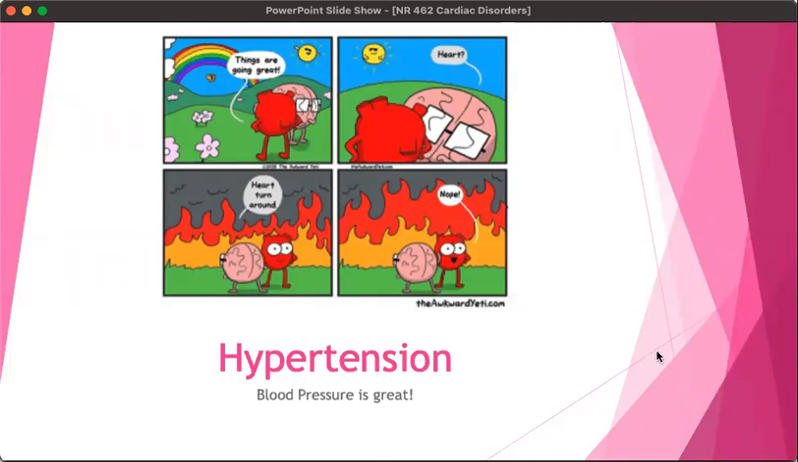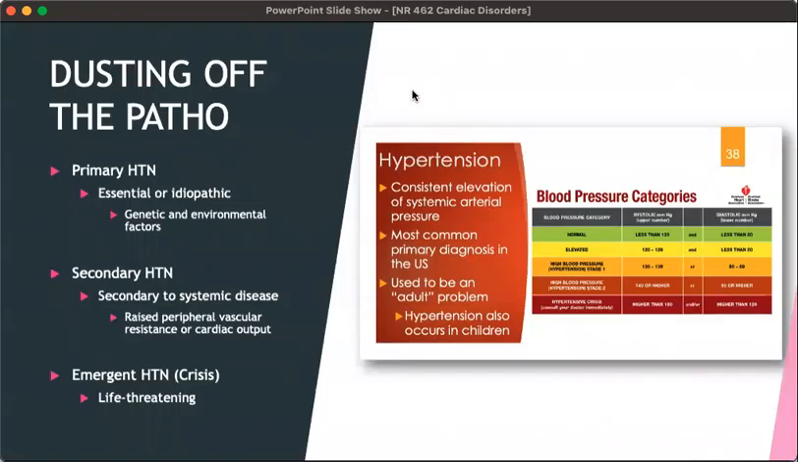So talking about hypertension, dusting off the patho for hypertension, the first thing we want to get refamiliarized with from patho is primary versus secondary hypertension. Primary being like essential, idiopathic types of reasons. So these are the genetic or environmental factors that people may be exposed to. Secondary hypertension is the one that's most likely derived from heart disease and other cardiac dysfunctions.